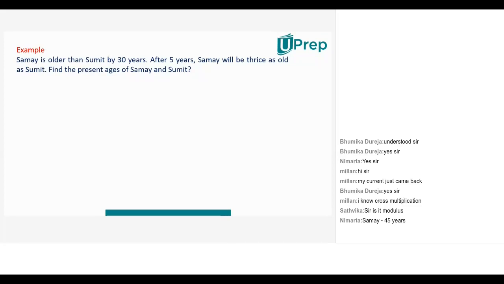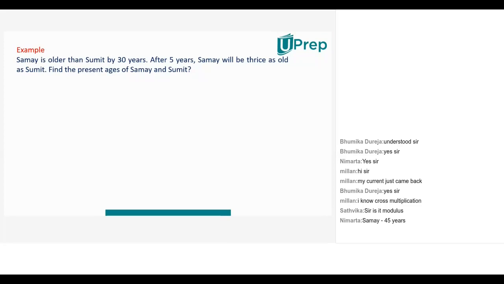What is asked? Samay is older than Samit by 30 years. After 5 years, Samay will be thrice as old as Samit. Find the present ages of Samay and Samit.